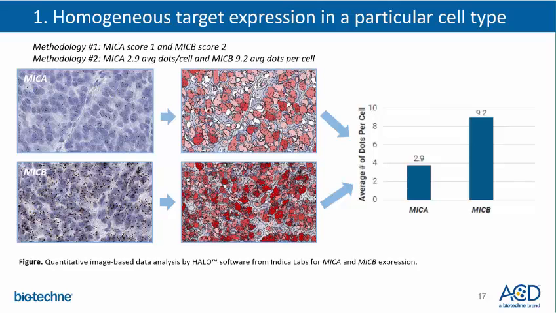When applying the semi-quantitative analysis guidelines, the visually assigned ACD score for MIC-A expression will be 1, and for MIC-B expression will be 2. The expression level can also be analyzed by the quantitative image-based software methodology. For this example, we quantified the average number of dots per cell using the HALO software, but other software can also be used. In the graphical representation, you can see that the average number of dots per cell for MIC-A is 2.9, and for MIC-B is 9.2.